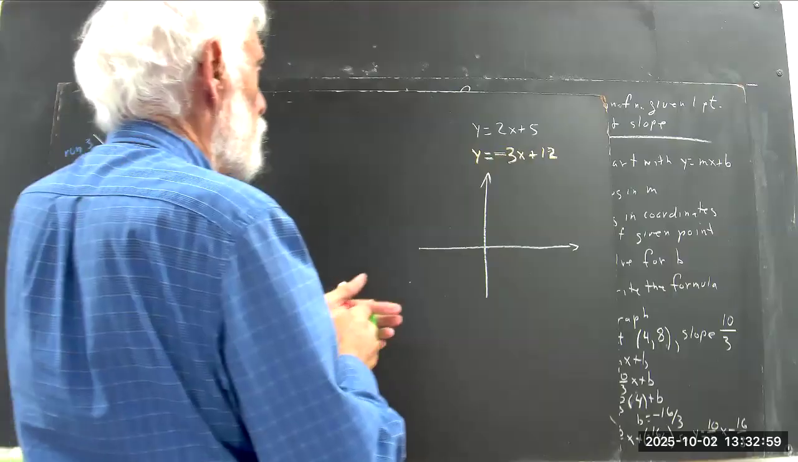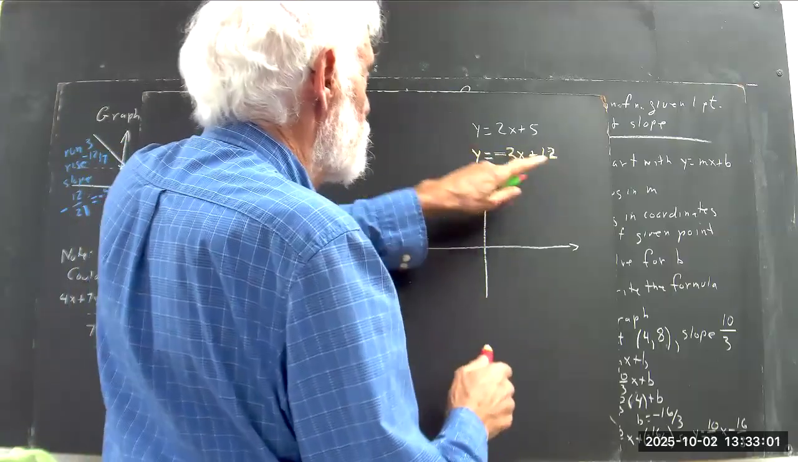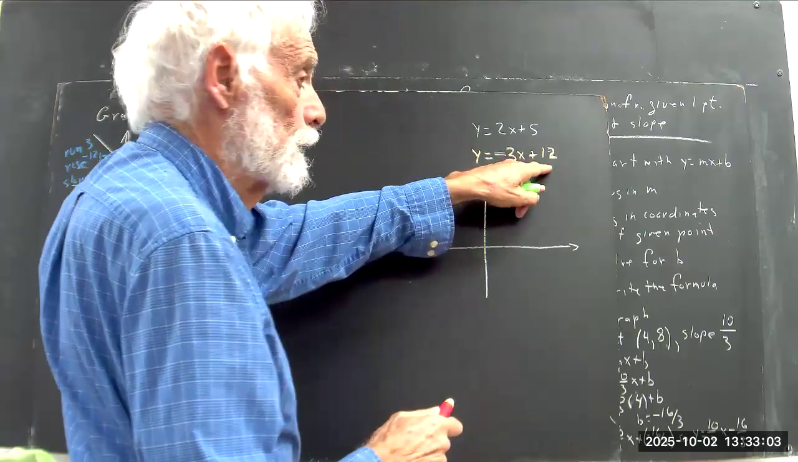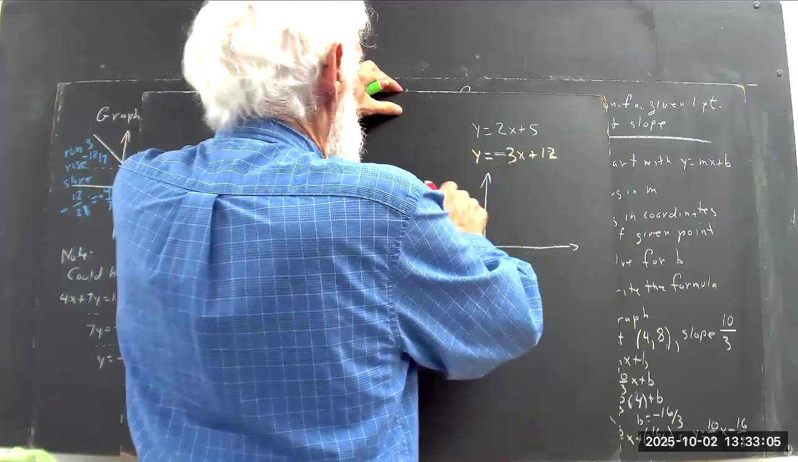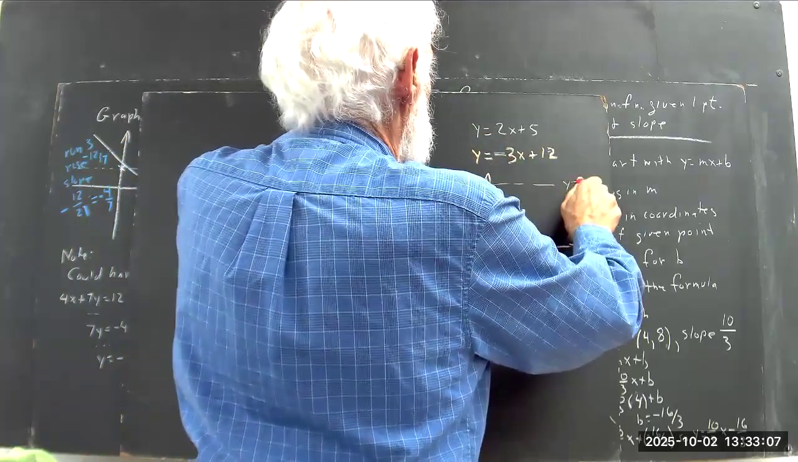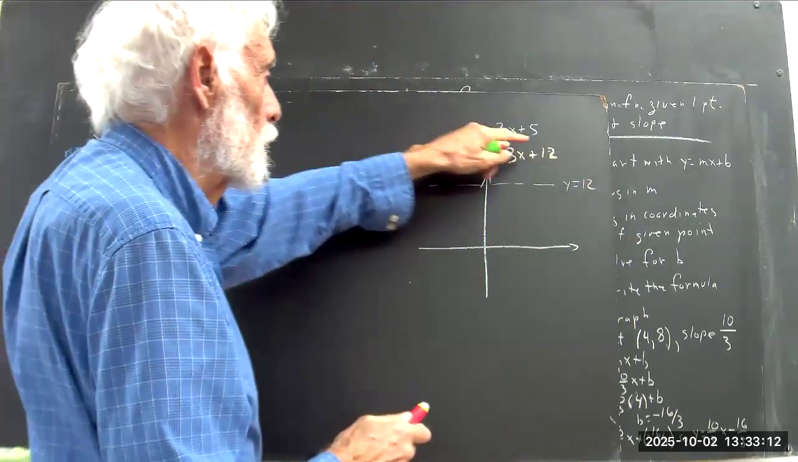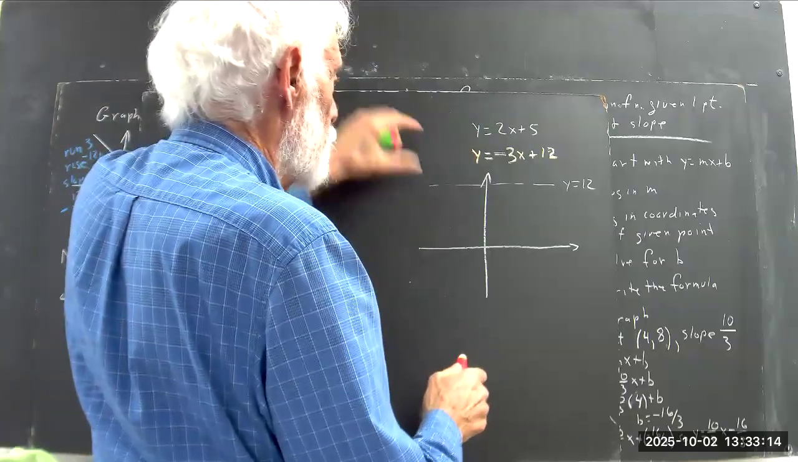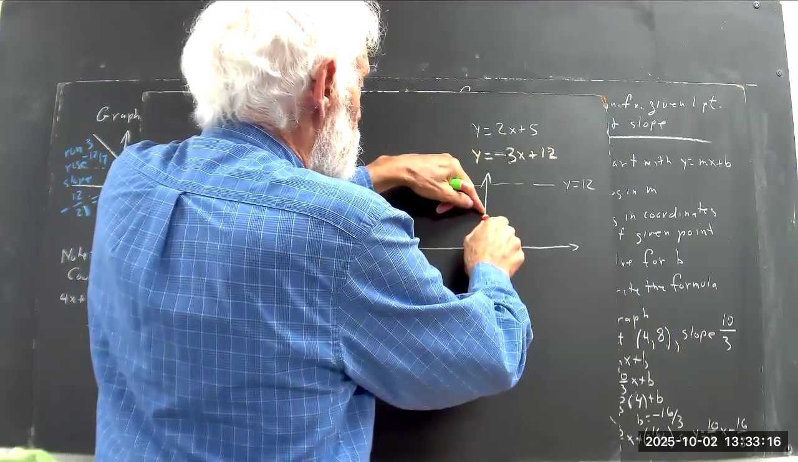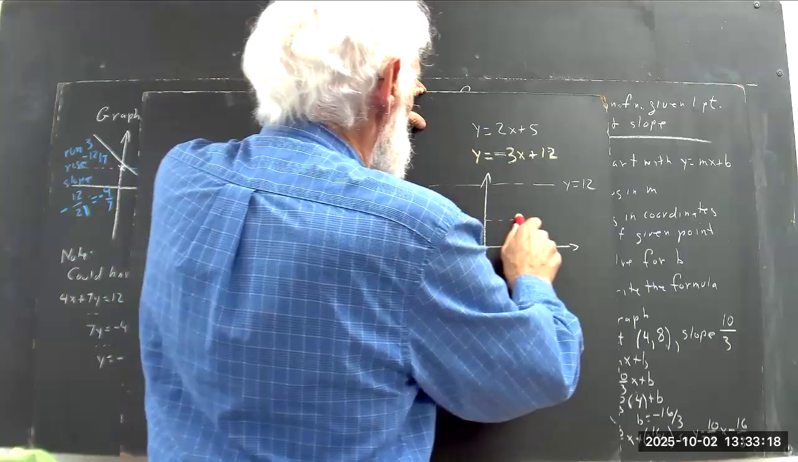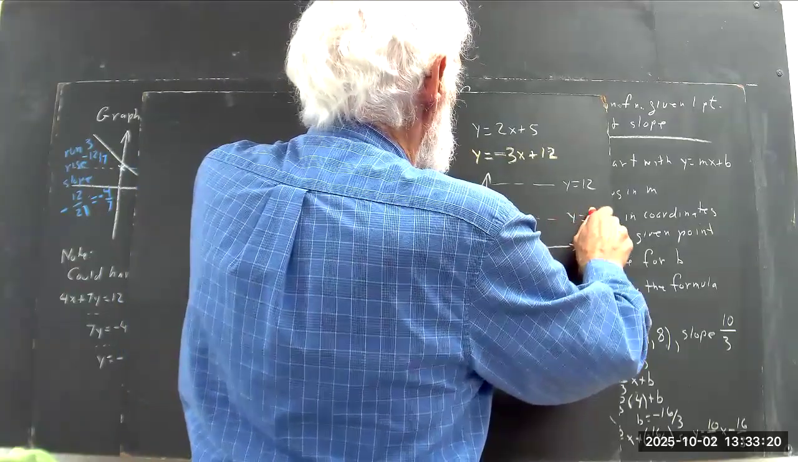Okay, the first one is going to have a y-intercept at 5. The second is going to have a y-intercept at 12, right? So we're going to want a line up here for y equals 12. Then we're going to want a line for y equals 5. Well, half of 12 is 6. The 6 would be there and 5 would be just a little lower. Maybe y equals 5 here.